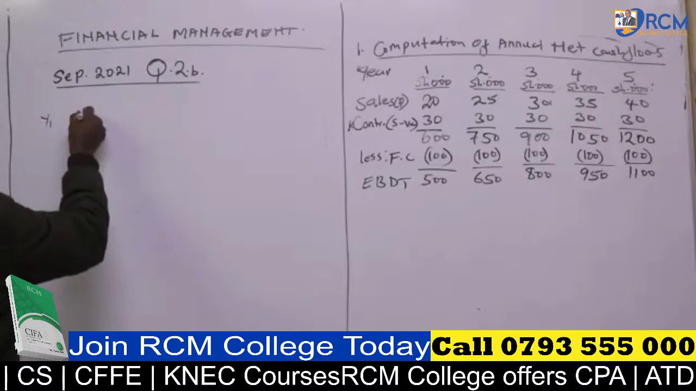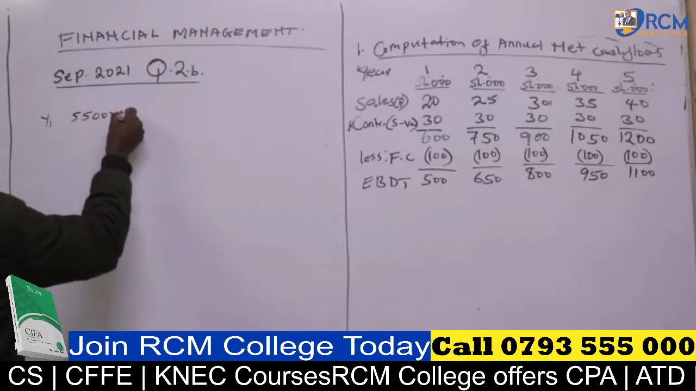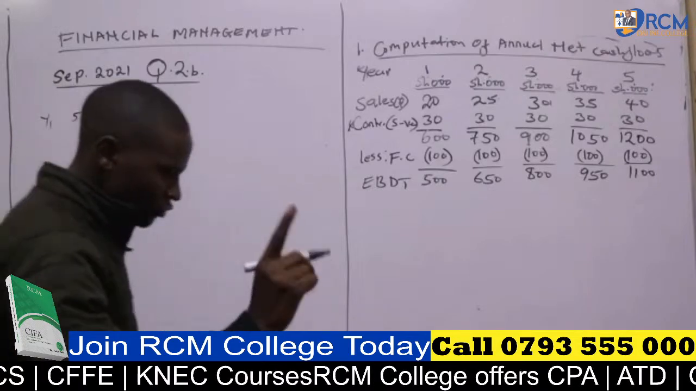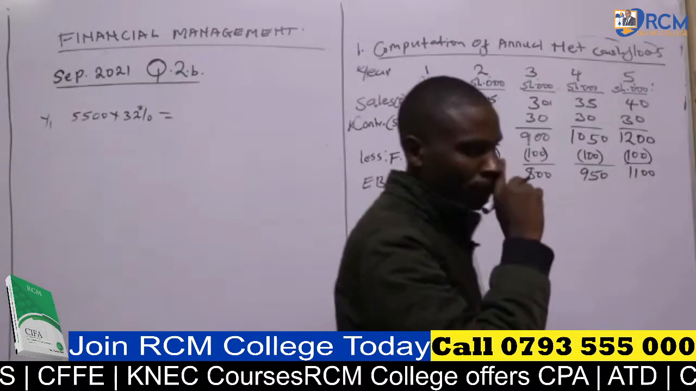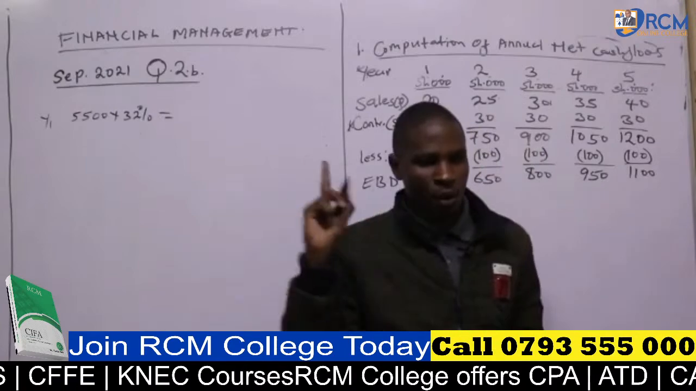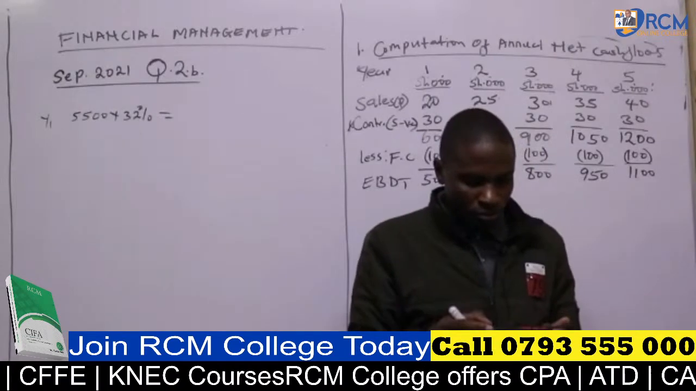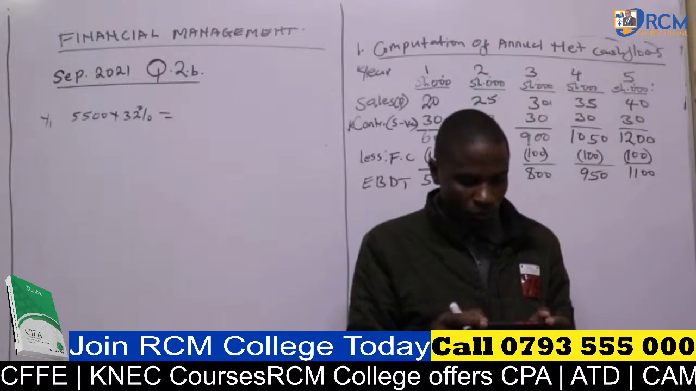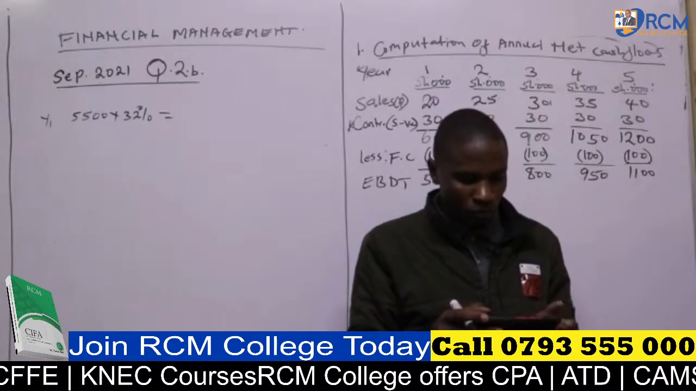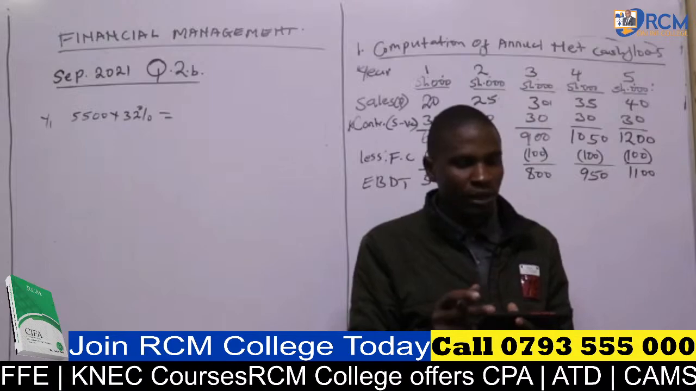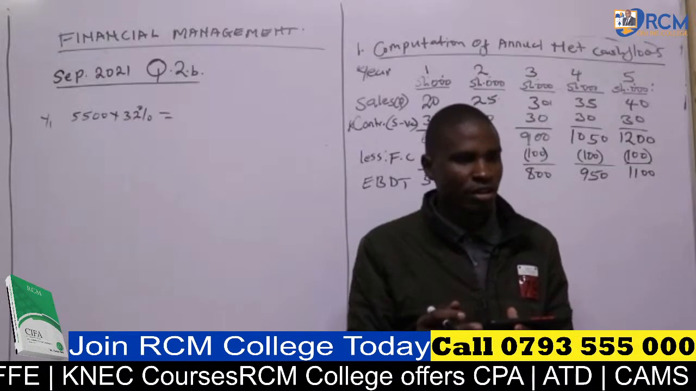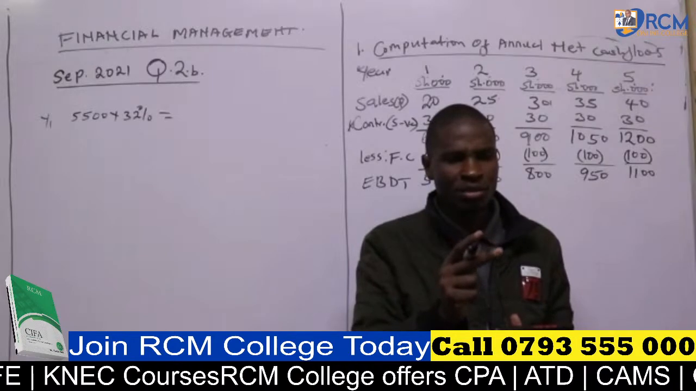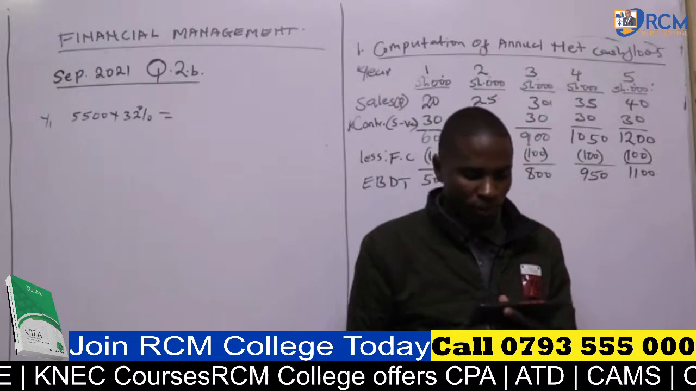Depreciation for year 1 is 5,500 times 32%, after reducing balance. Ipatie hiyo year 1. Tafadhali, let's try to be a bit fast. I want to show you the two methods.